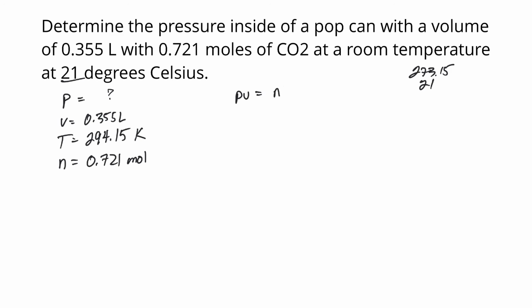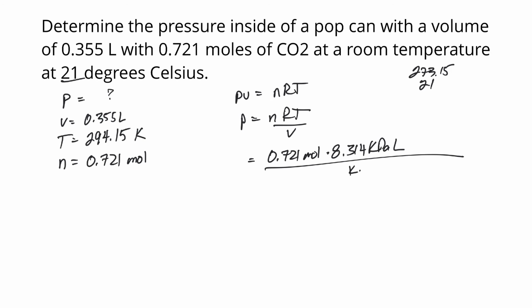Off I go with PV equals nRT. So P is equal to the moles, I'll write it out, divided by the volume. So the moles is 0.721 moles times 8.314 kilopascal liters per Kelvin mole times the temperature, 294.15 Kelvin, divided by the volume, 0.355 liters. Moles, liters cancel, Kelvins cancel, left with kilopascals. This is good.